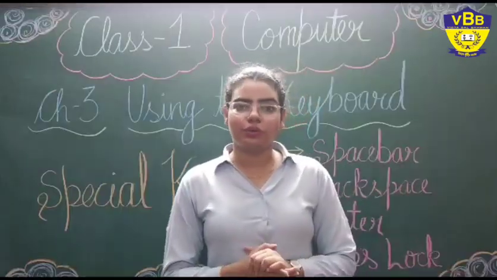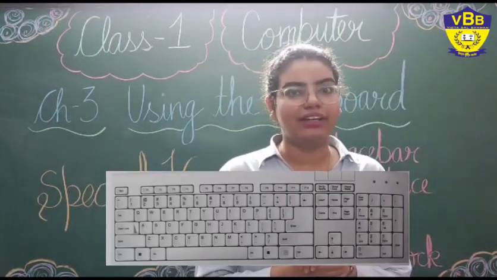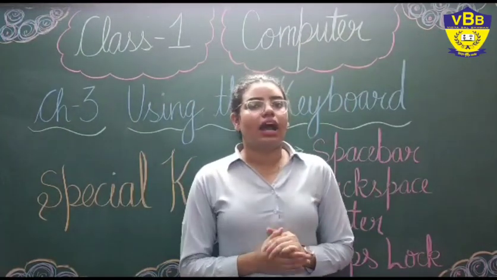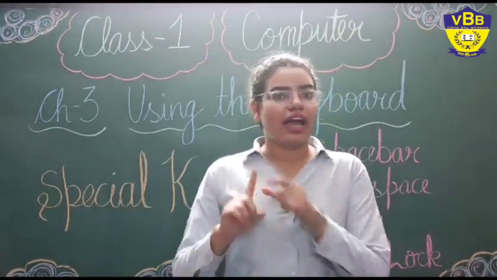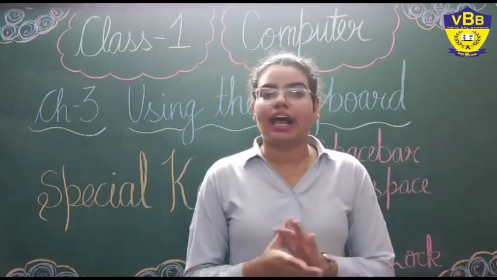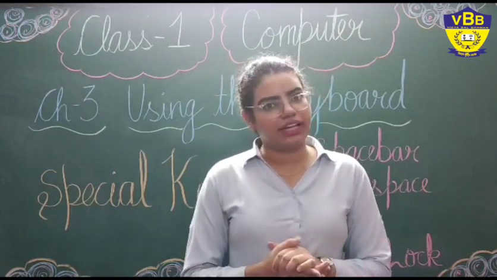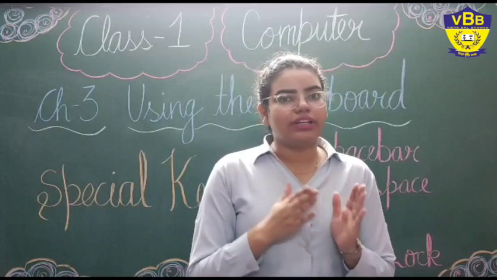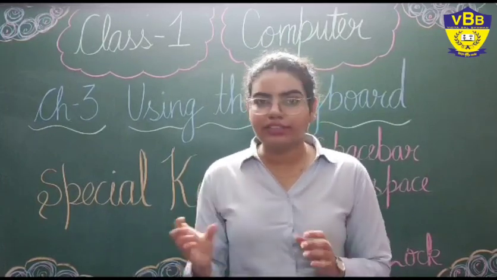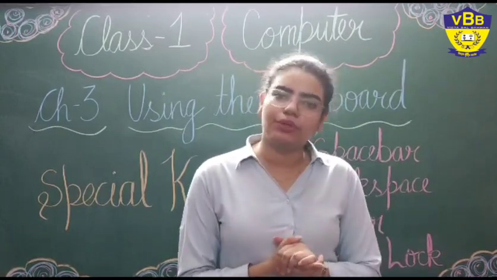As you all know, in the last class I showed you a keyboard. You all remember that? Yes, you saw all the keys on it, right? Apart from that, we have already done alphabet keys and number keys. What are alphabet keys? Alphabet keys are those keys on which alphabets are written, right? Now, what are number keys? Number keys are those keys on which numbers are written. So, both of these keys are used to type on the computer.